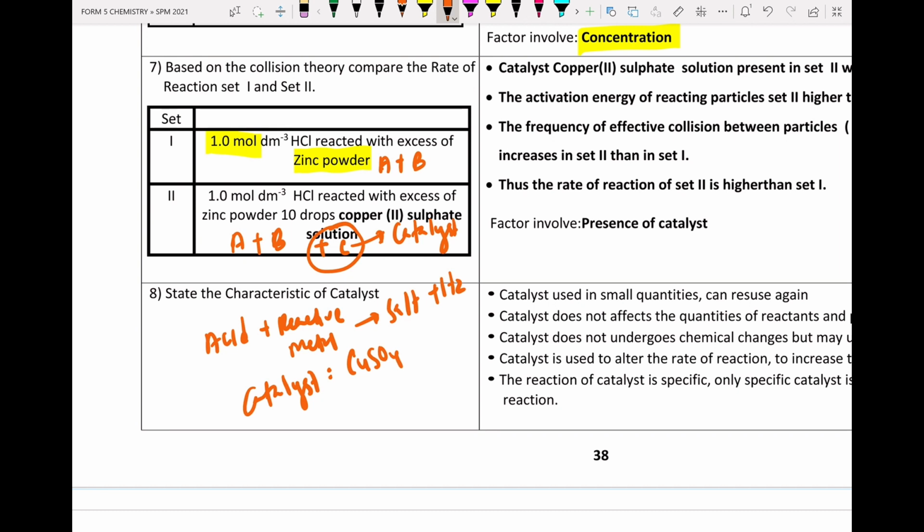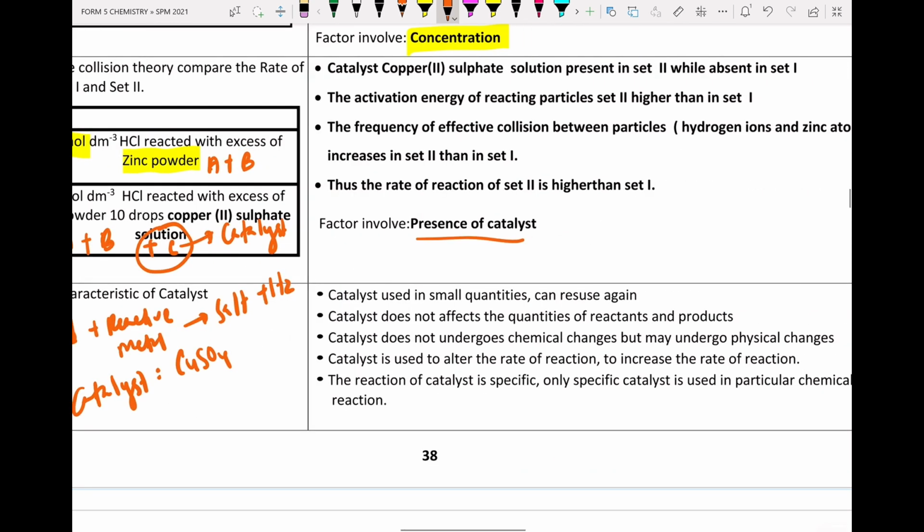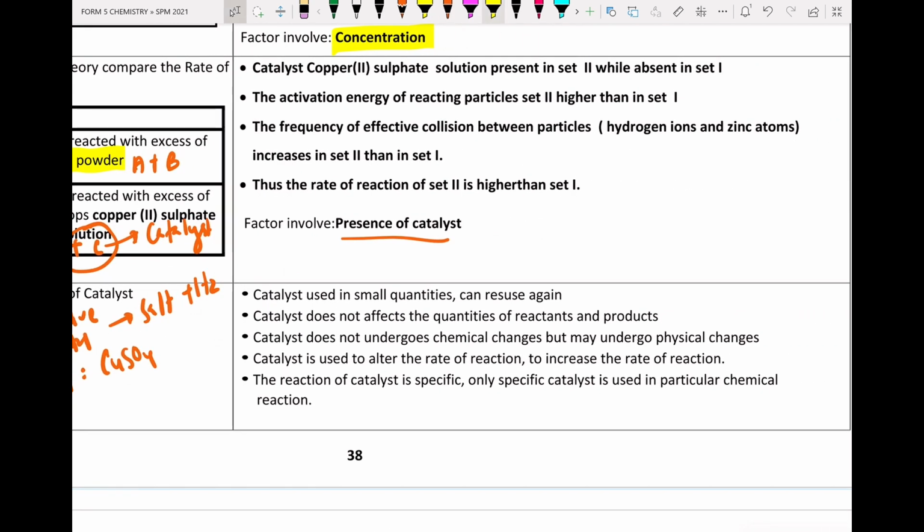The only factor involved here is catalyst, present in set 2 while absent in set 1. So how to answer based on collision theory? Catalyst copper(II) sulfate solution is present in set 2 while absent in set 1. The activation energy of reacting particles in set 2 is lower than in set 1. If it is catalyst, no need to mention frequency of collision, just go with frequency of effective collision between particles increases in set 2 than in set 1. Thus the rate of reaction of set 2 is higher than set 1.